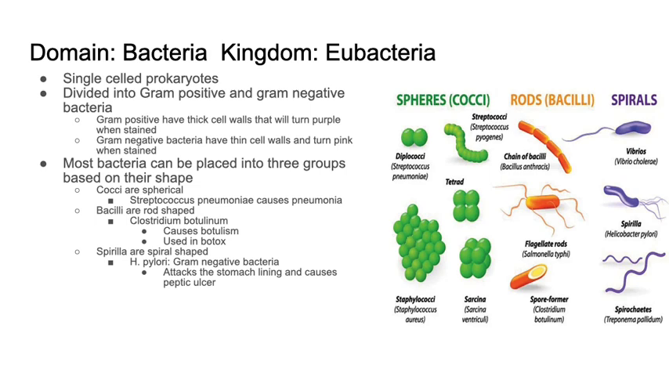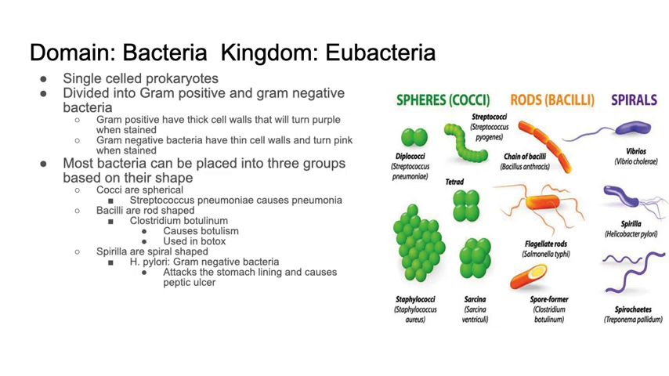Domain bacteria, kingdom eubacteria. They are single-celled prokaryotes. Bacteria are divided into gram-positive and gram-negative bacteria. Gram-positive bacteria have thick cell walls that will turn purple when stained. Gram-negative bacteria have thin cell walls that turn pink when stained.